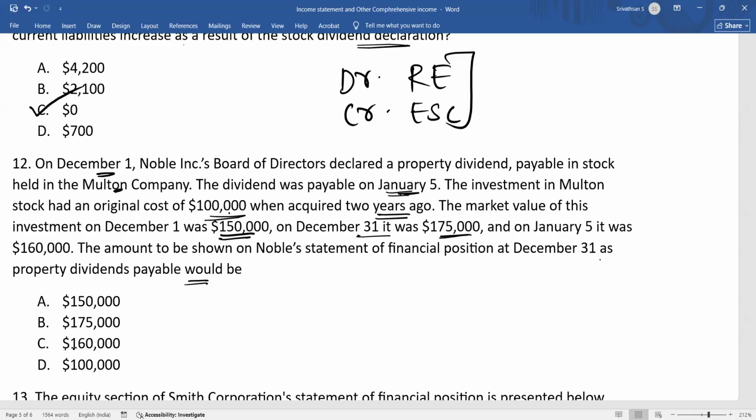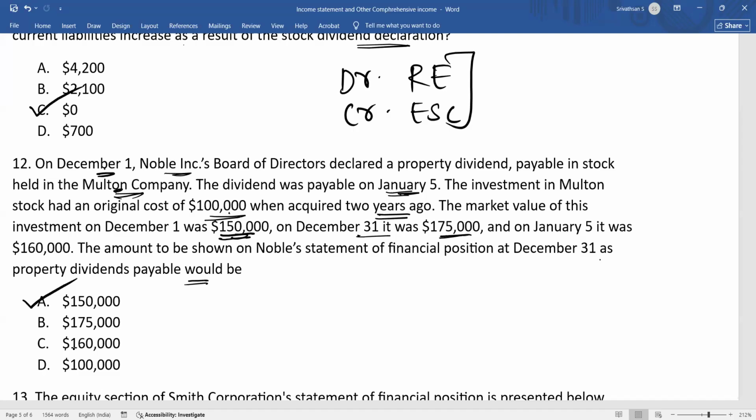So here we already discussed one question on property dividend, that is second question. So in case of property dividend, the value of the property should be revalued to its fair value on the date of declaration, right? Here, what is the property? The property is the shares of Milton Company, which is going to be paid as dividend to Noble Incorporation's shareholders. What is the date of declaration? 1st December. On 1st December, what is the market value of Milton Company shares? It is 1,50,000. So option A is the right answer.